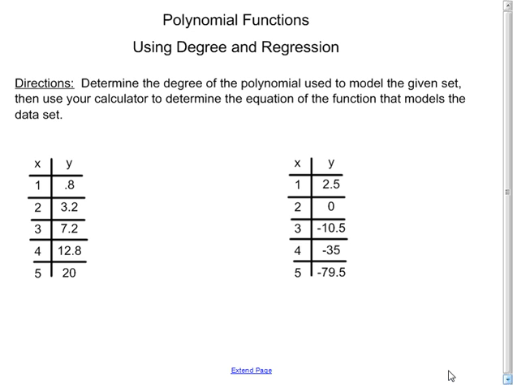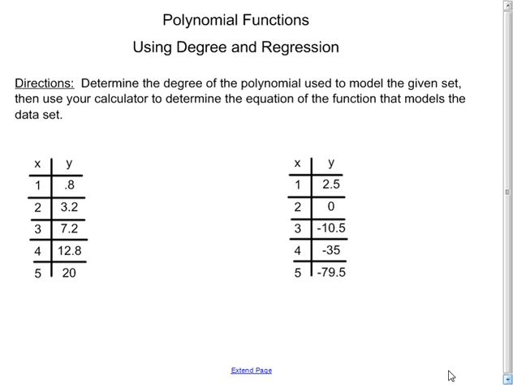Okay, in this video, we are going to take a look at polynomial functions. We're going to talk about using common differences to comprehend degree and use that knowledge to go to our calculator and determine the function that models a data set. Okay? So this video assumes that you have some comfort with a couple things.